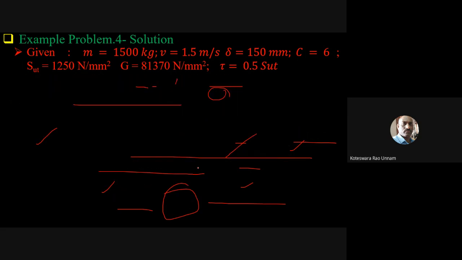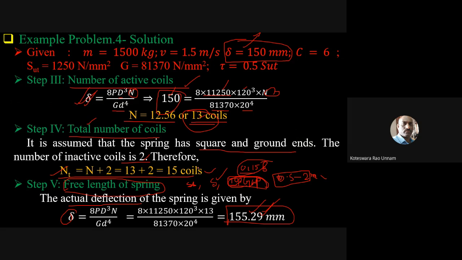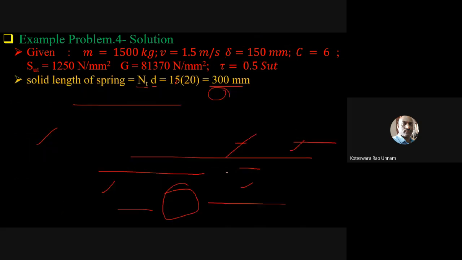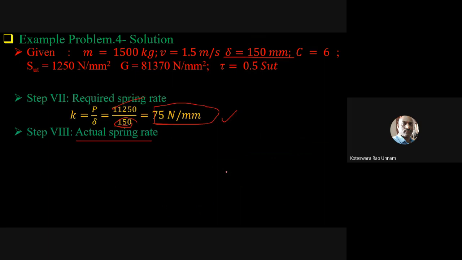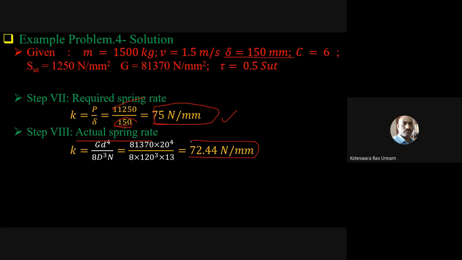Yes, somewhere here, 155.29. You can substitute that directly. P is 11,250 divided by that 155.29. So you will get 72.44. Or else you can use this formula also. Either way you are going to get the same value.